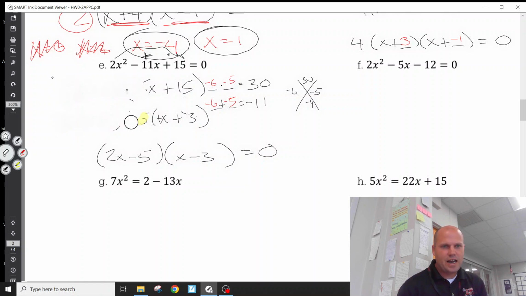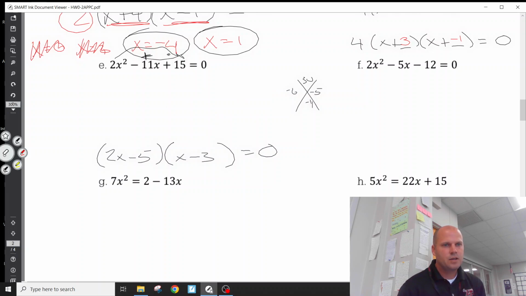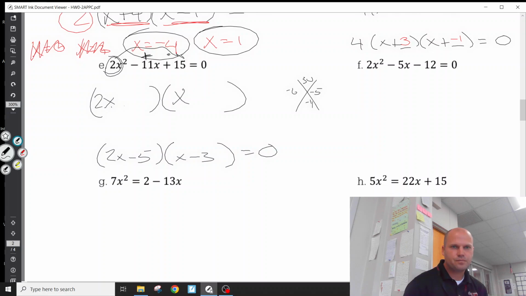I'm not going to use that. I will use the X box just because I actually do think it's nice. But what I'm going to do mostly is understand that if we have a prime number here, this has to be 2x and this has to be x. I've got to just guess and check so that I can get positive 15 and negative 11.